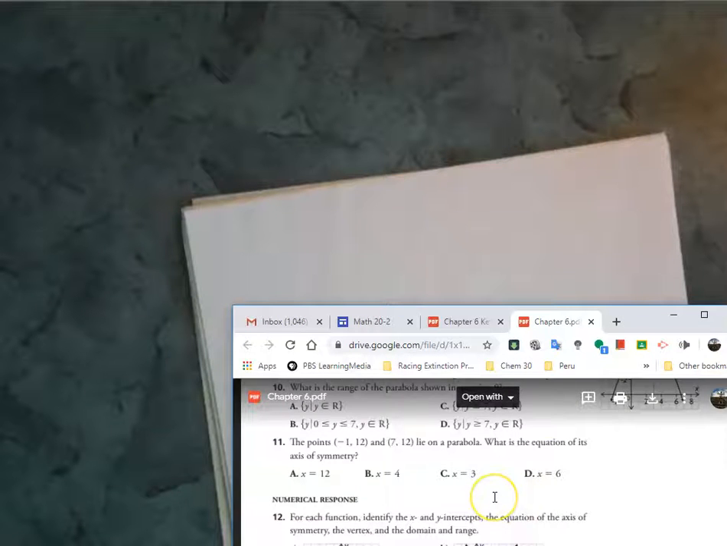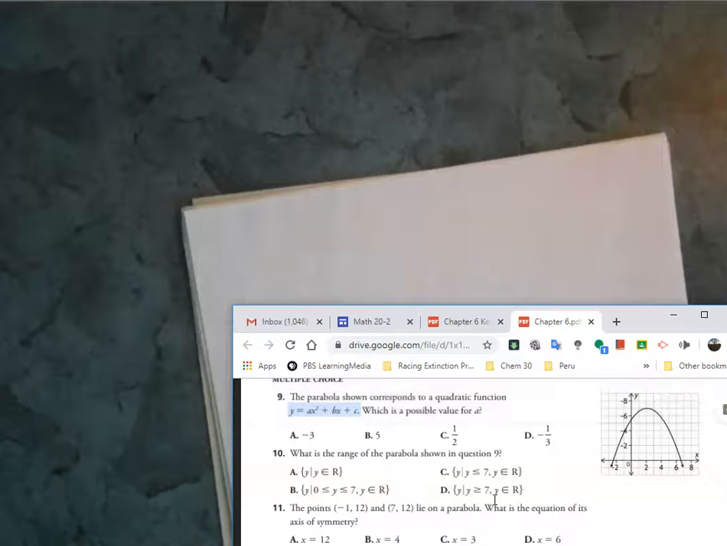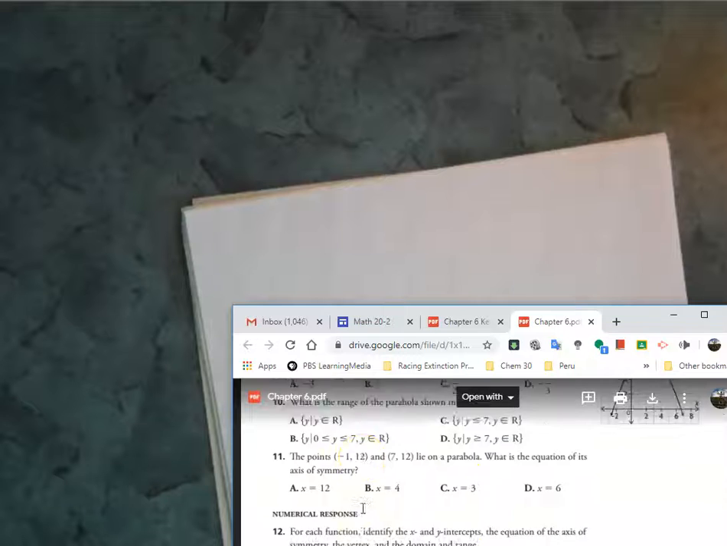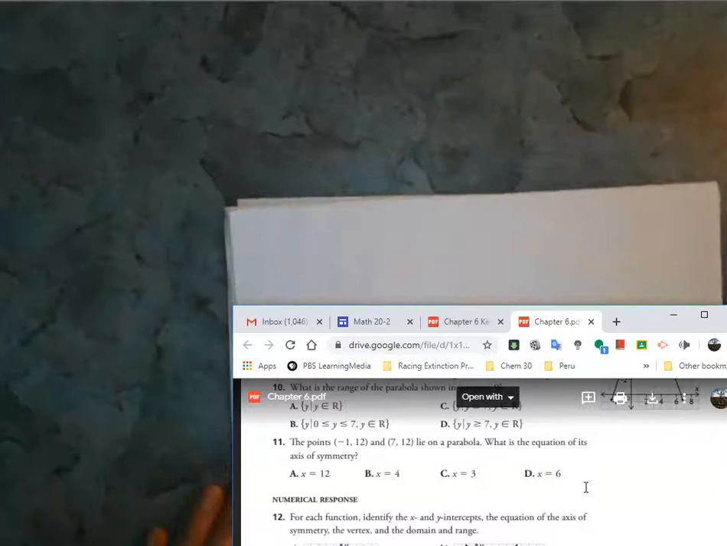Okay, the next question you asked was for 11, I believe. Let me just double check. Yeah, question 11. So this one right down here says the points (-1, 12) and (7, 12) lie on a parabola, and we want to figure out what the equation of its axis of symmetry is.